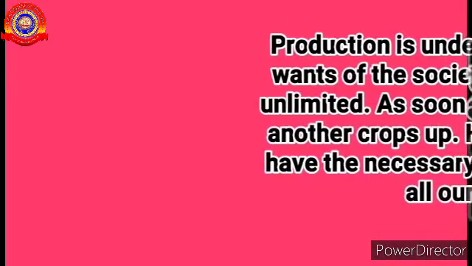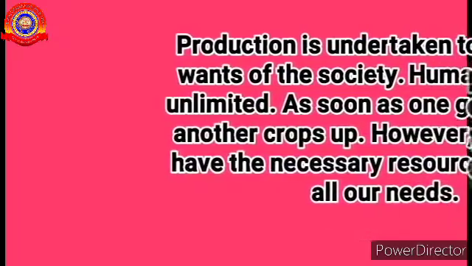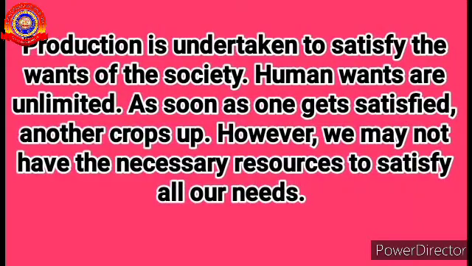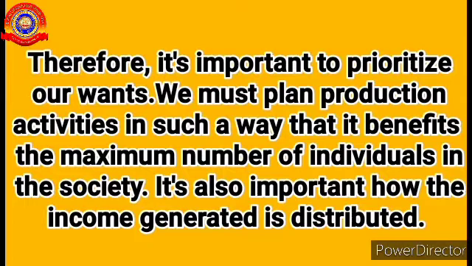For whom to produce? Production is undertaken to satisfy the wants of the society. Human wants are unlimited. As soon as one gets satisfied, another crops up. However, we may not have the necessary resources to satisfy all our needs. Therefore, it's important to prioritize our wants. We must plan production activities in such a way that it benefits the maximum number of individuals in the society.